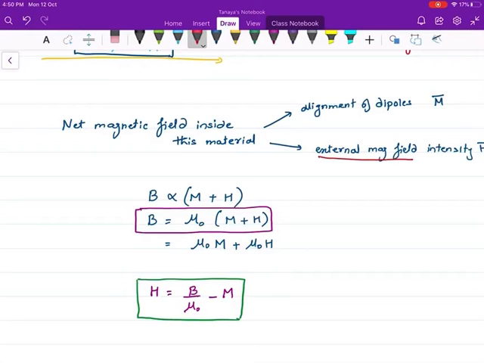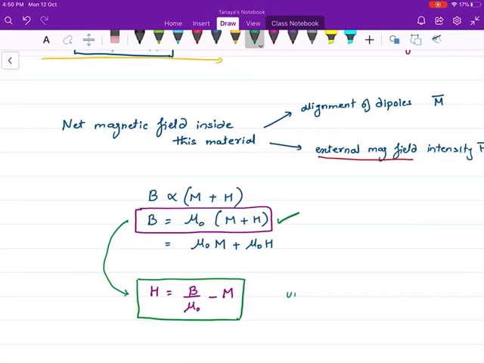I can write it this way, or from this particular equation I can get the equation for the magnetizing field intensity H as B upon mu naught minus M. Okay, from this particular equation I have got it. Mu naught comes to the denominator, B upon mu naught is equal to M plus H, then M goes on the other side. So you get H is equal to B upon mu naught minus M.